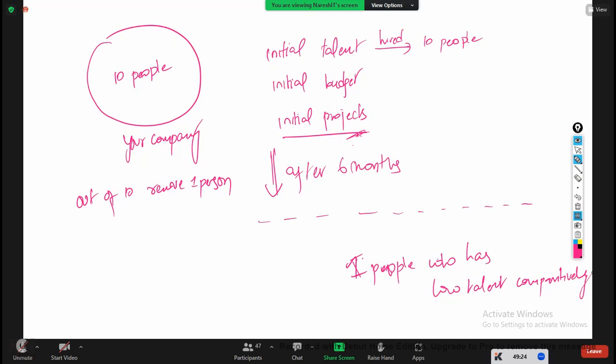When compared to outsiders, he has good talent. That is the reason he has worked six months in that company, right? Now, here he has low talent and you have removed him. This is called the feature selection technique.